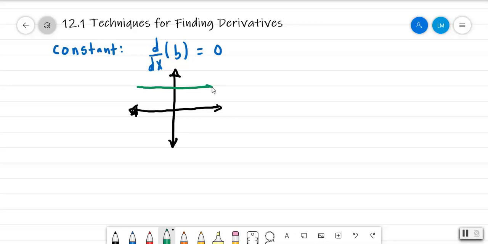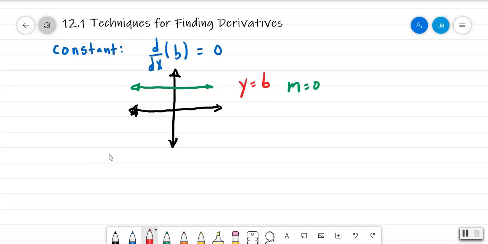So that horizontal line is defined as y equals b, but there is no slope. So if there is no slope, that technically means the slope is equal to 0. Now, if the slope is equal to 0, then that must imply that the rate of change must also be equal to 0. Now, there is an easy way to show how we know that the derivative of the constant equals 0.